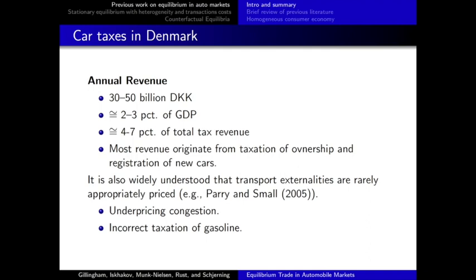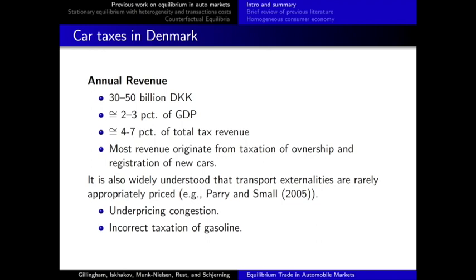So most of this revenue originates from taxation of ownership and registration taxes of cars, but we also tax fuel, so the usage of the car. But when you're making taxation, it's a relevant question to ask if you're taxing in an optimal way, and if you're not, how can you make reforms that change taxes in a more optimal direction.